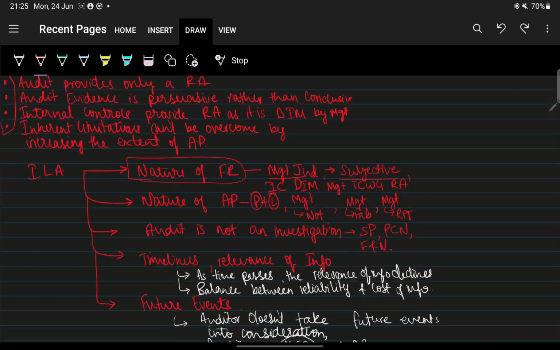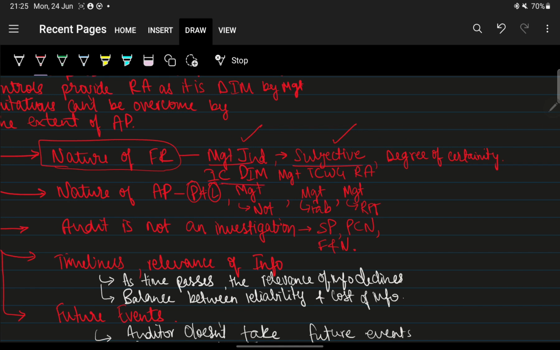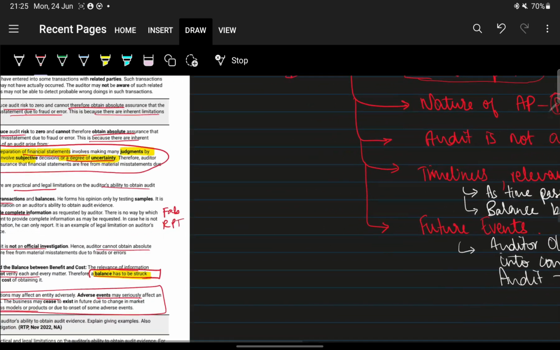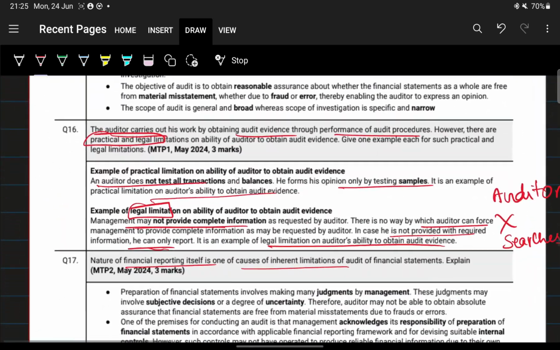So when it comes to nature of financial reporting, it involves management judgment. Management's judgment can be subjective, and involves a degree of uncertainty. That is one we forgot to write, degree of uncertainty. And the internal control is designed and implemented by the management, and that's why internal controls give a reasonable assurance. Okay, that is the nature of financial reporting. So that is what they've given over here.